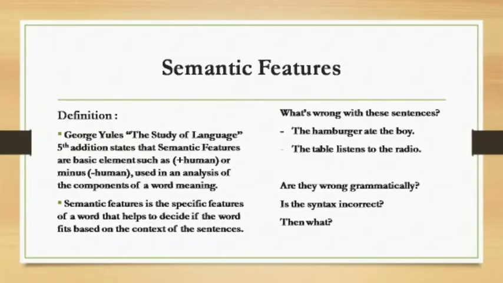Semantic features. Definitions. George Yule's The Study of Language, 5th edition states that semantic features are basic elements such as plus human or minus human used in an analysis of the components of a word's meaning. And then the other definition: semantic features are the specific features of a word that help to decide if the word fits based on the context of the sentence.